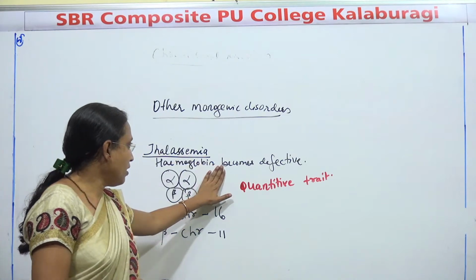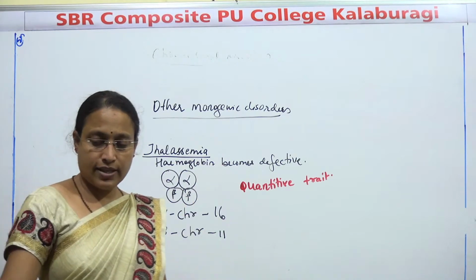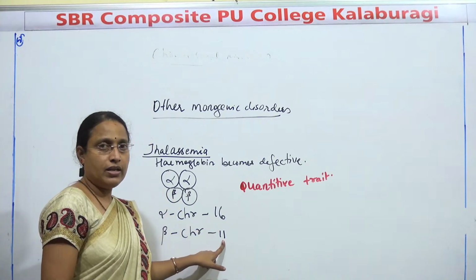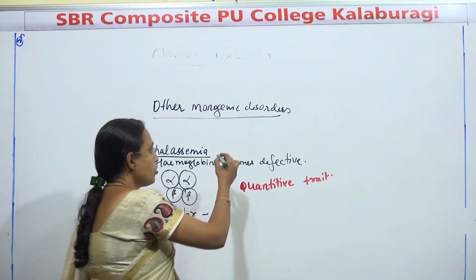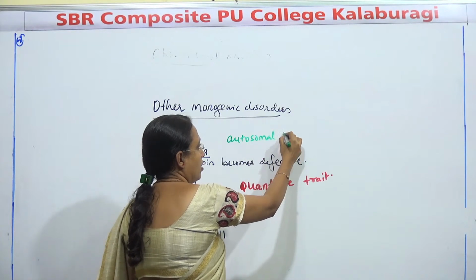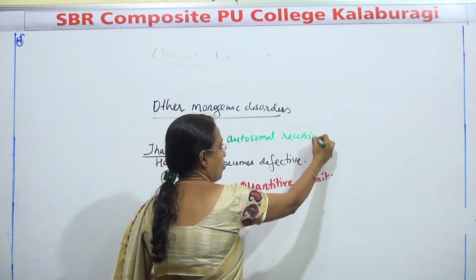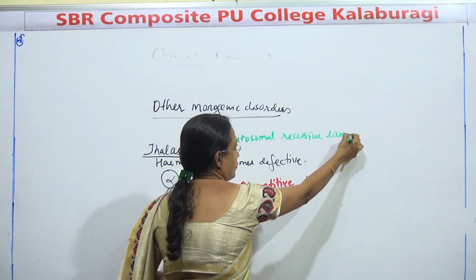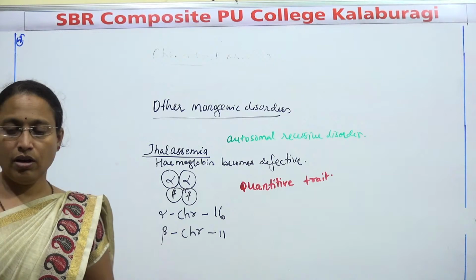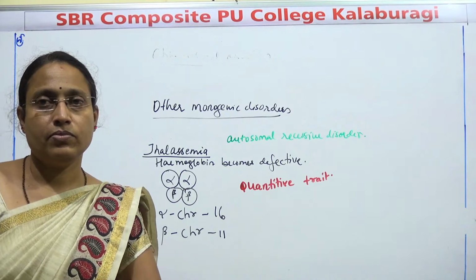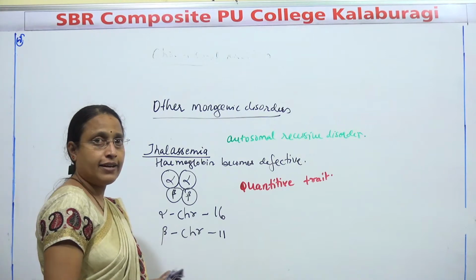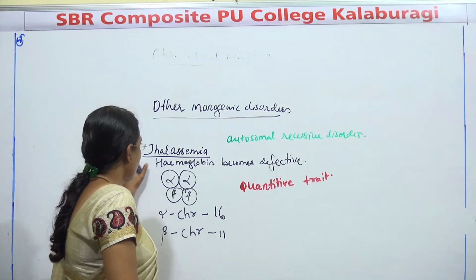So thalassemia. Okay, then what kind of disease is it? Since you know it is chromosome 16 and 11, it is an autosome and it is also a recessive disorder. So it is an autosomal recessive disorder. Okay, so this was about the next monogenic disorder called thalassemia.